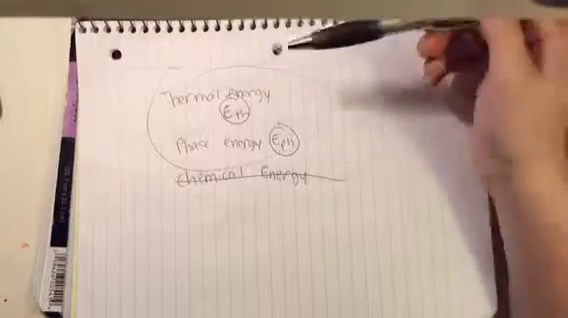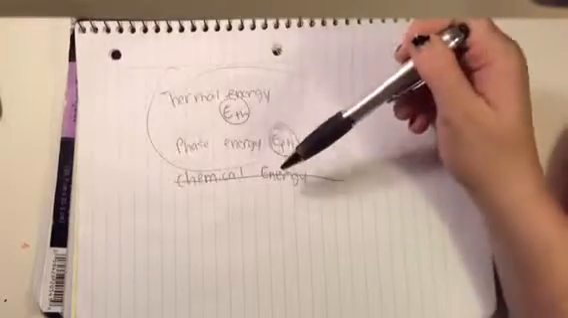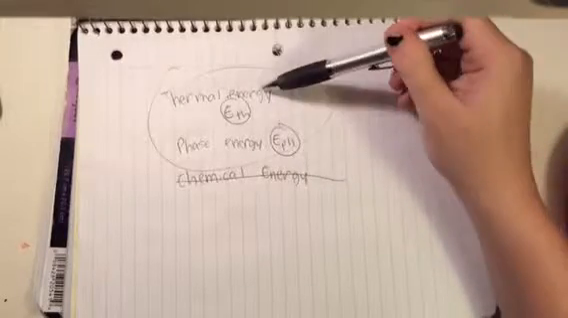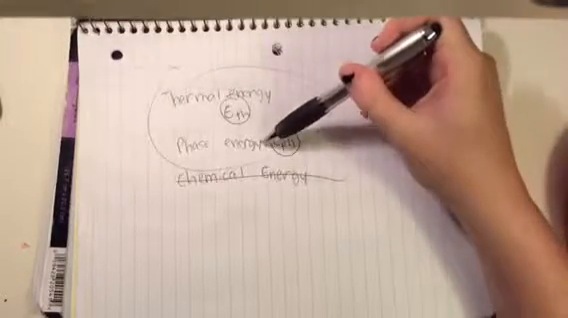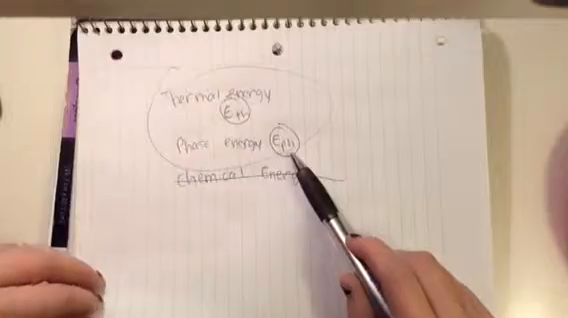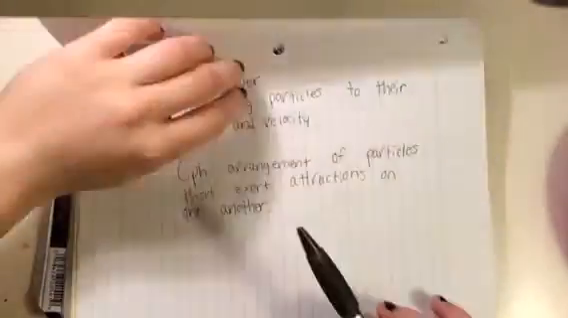So in this video, we're going to do bar graphs and how to use them. So there's three things on a bar graph. There's three energies: thermal energy, phase energy, and chemical energy. We do not use chemical energy. We only use thermal energy and phase energy. So thermal energy usually looks like this, and phase energy usually looks like that.